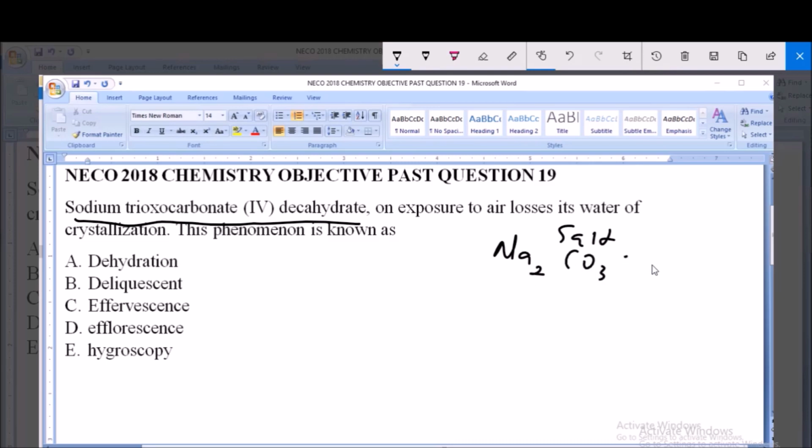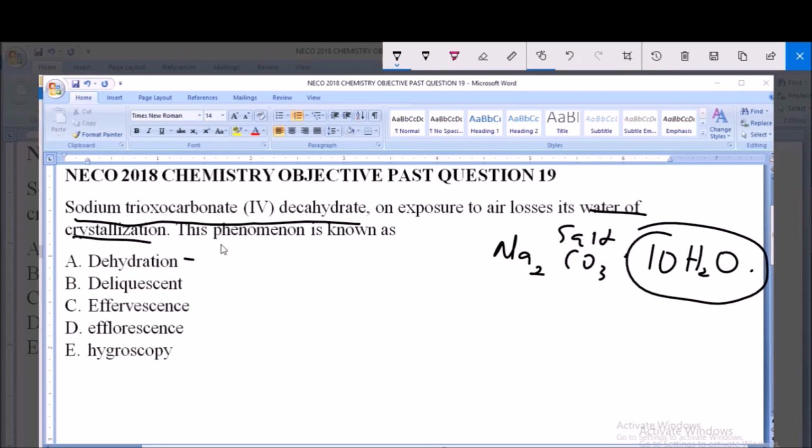So sodium trioxocarbonate 4-decahydrate is a salt represented by the formula Na2CO3. Decahydrate means it has 10 moles of water as its water of crystallization. On exposure to air, it loses this water of crystallization. So we are asked what this phenomenon is known as. Let's look at each of the options and see which one describes this phenomenon. Option A, dehydration, simply refers to the loss or removal of water from any substance.